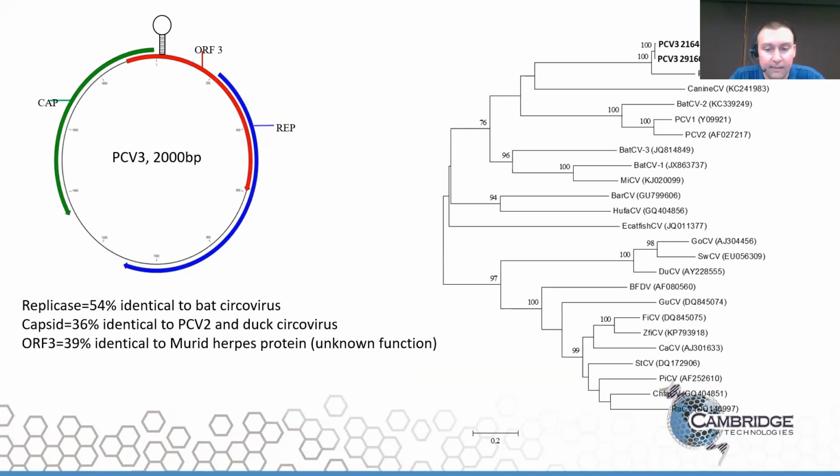So it's got this typical circovirus structure, a single cap and a single replicase, 2,000 base pairs, single-strand circular DNA. But what's interesting on the right there, the dendrogram, is that PCV3 is more closely related to canine circoviruses than it is to PCV1 and PCV2. For example, the PCV1 and 2 capsid genes are about 85% identical. PCV3 is only about 36% identical to PCV1 and 2. So this is a wildly different circovirus, very distantly related to PCV1 and 2.